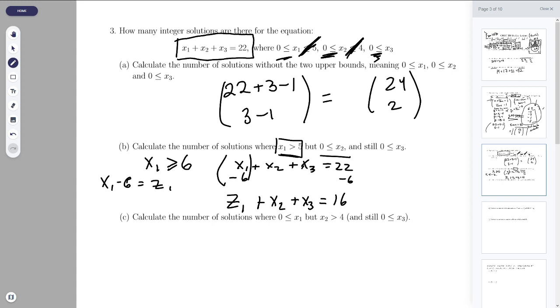And so because of that, we can write down the answer again. We know that the sum is going to be 16 plus the number of variables, which is 3, minus 1, choose 3 minus 1. Cool. So as it turns out, the whole thing here is just 18 choose 2.